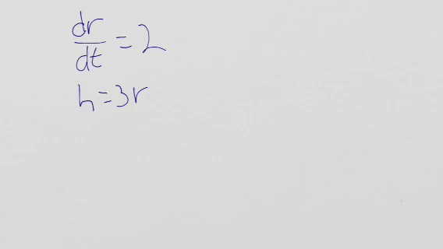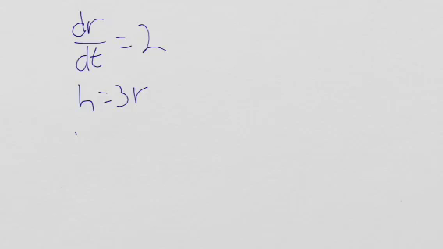Okay, 2.6, number 22. So we have a cone. We have dr dt is 2 inches, so we're going to write that down as given information. dr dt equals 2. And we know that h equals 3r. And what do we want? It's asking us for the rate of change of volume, which is dv dt.